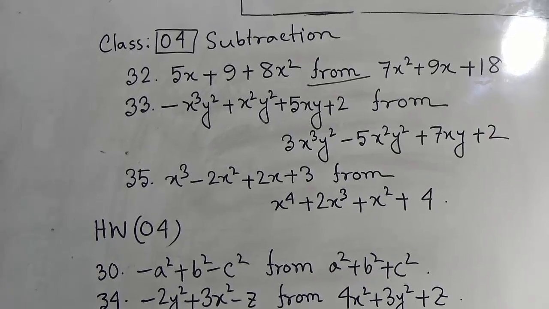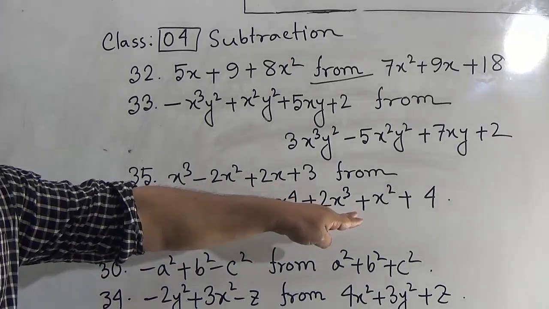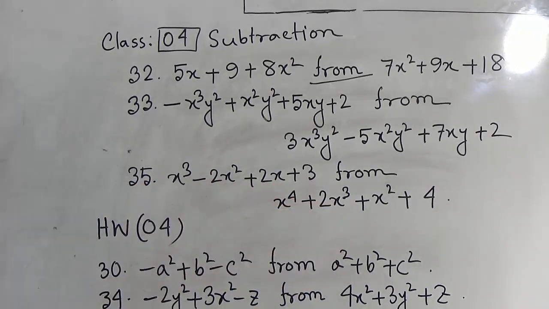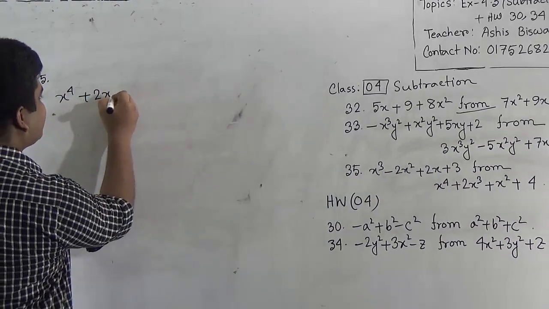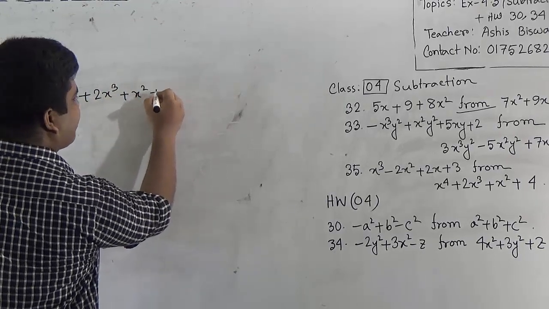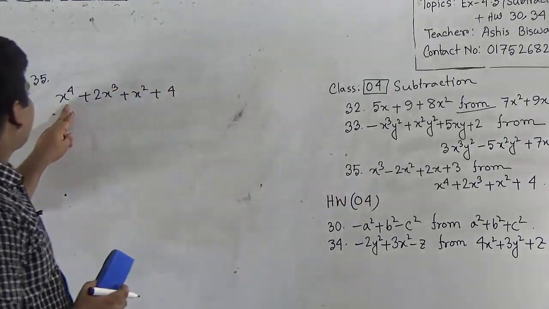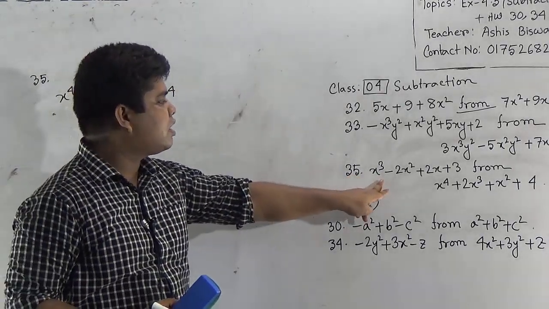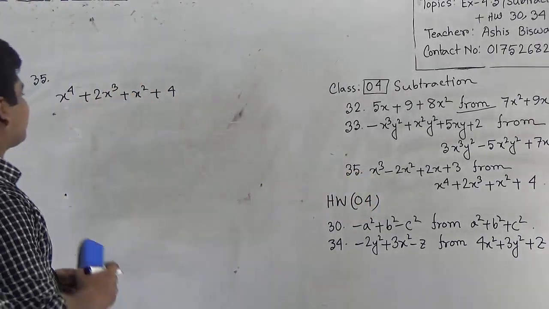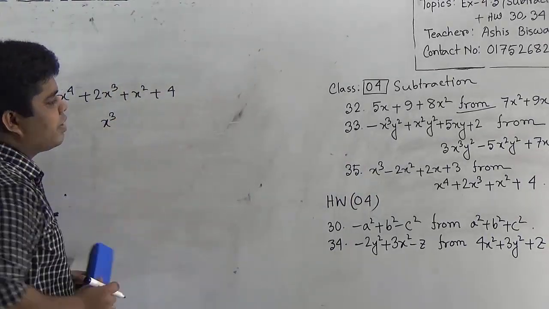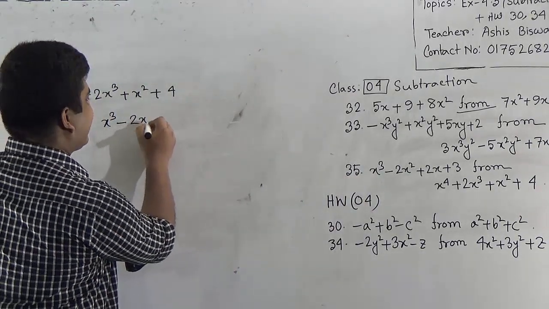Question number 35. My dear students, here we subtract the first expression from the second expression. So at first we write the second expression. What is the second expression? X to the power 4 plus 2x cube plus x square plus 4. And the first expression is x cube. My dear students, here x to the power 4, but the first expression doesn't contain any x to the power 4. So we write x cube under x cube. Then minus 2x square. So we write minus 2x square.